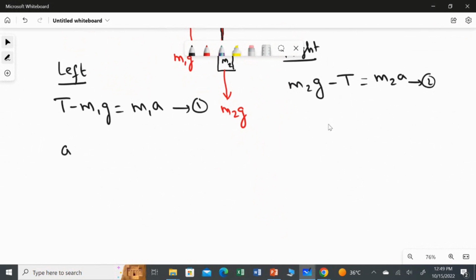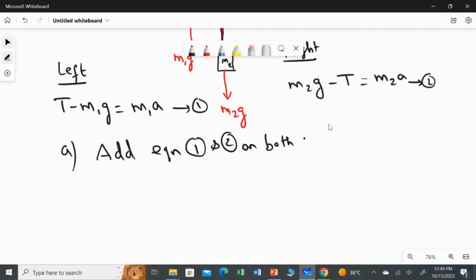So I'm going to find the answer for the first part. For that, I'm going to add equations 1 and 2 on both sides. That means if you add the left hand side, you have to deal with the left hand side of this equation, and here also the left hand side. If you add the right hand side, here the right hand side is m1a, and here m2a. So I'm going to add both the left hand side and the right hand side.